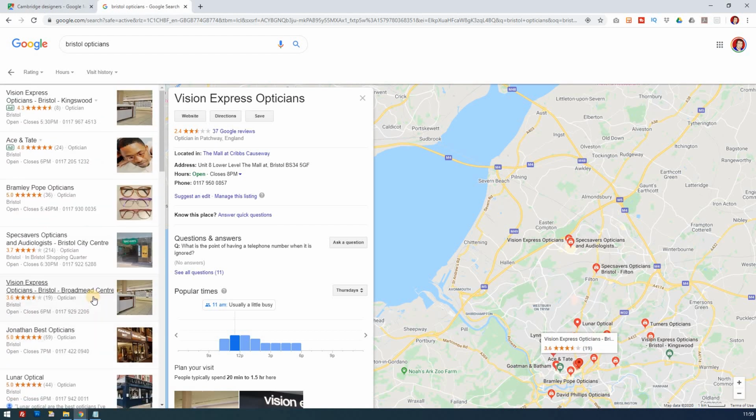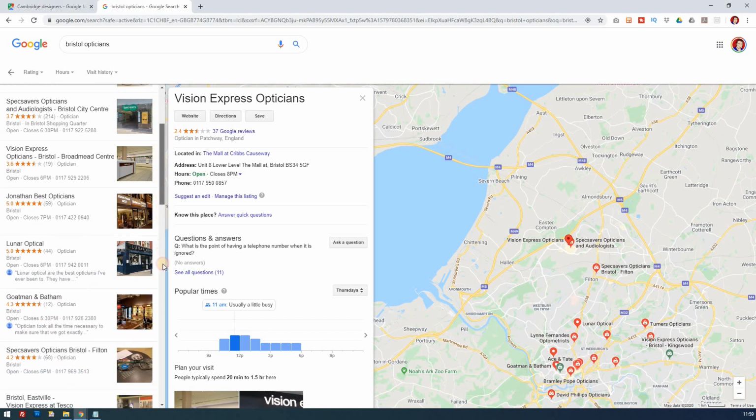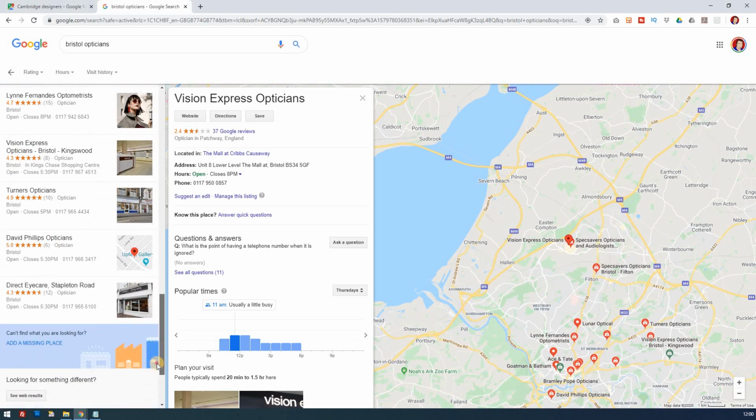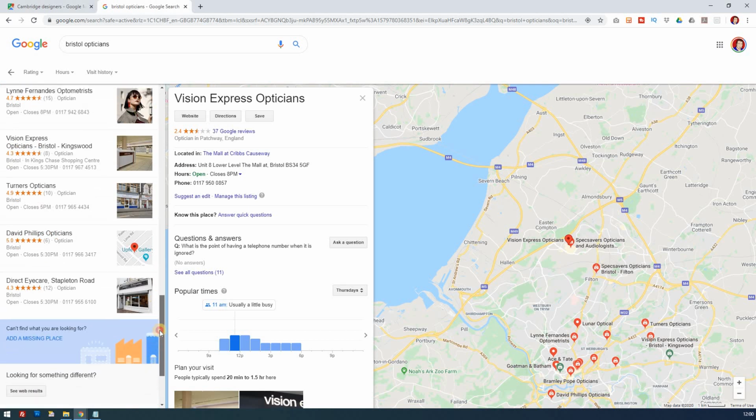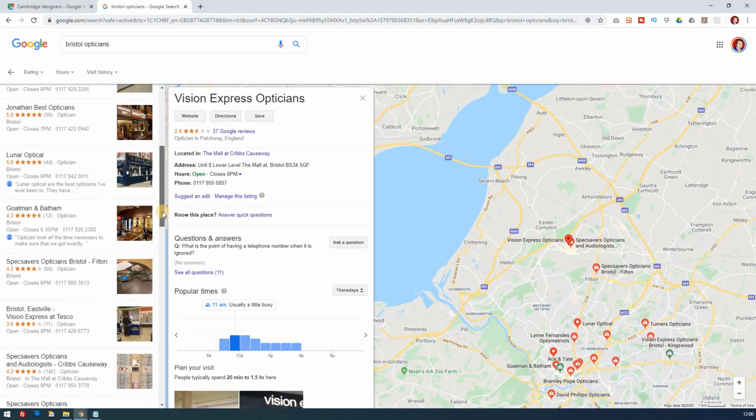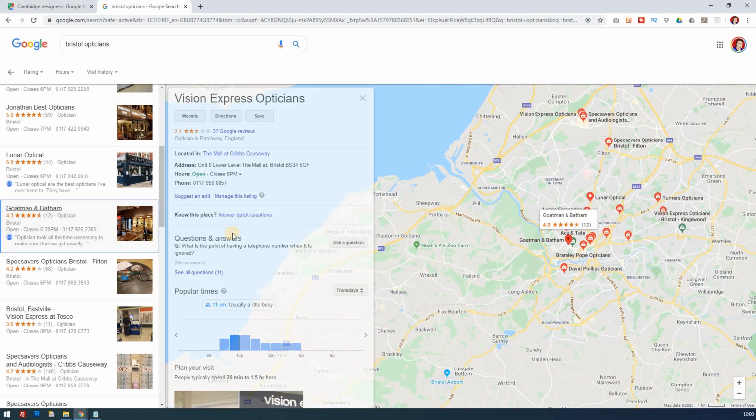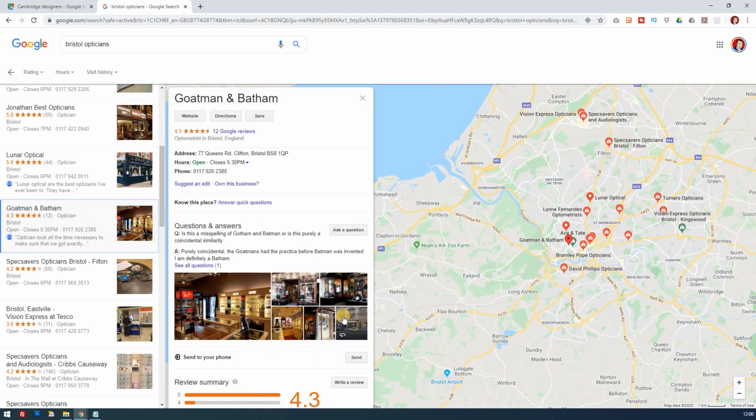It looks like Vision Express are really going for it there. They've got some SEO company to try and maximise how many times they get an entry, which is a little bit against the rules. But anyway, I'm going to move on. There's some good photography going on here, so that's nice. And notice here they've used questions and answers, so this is good. They've used a question, is this a misspelling, and they've answered the questions there.